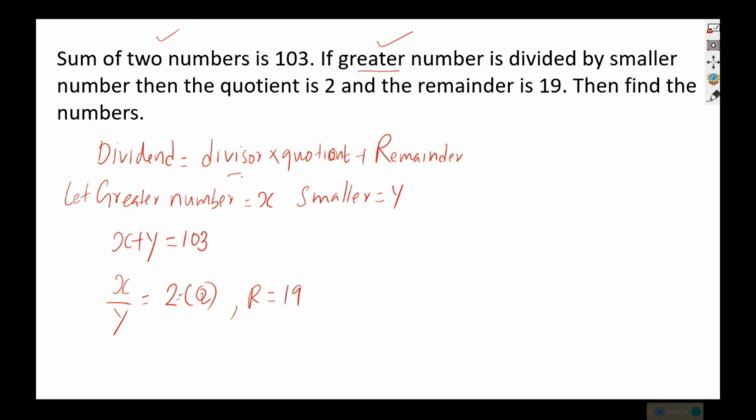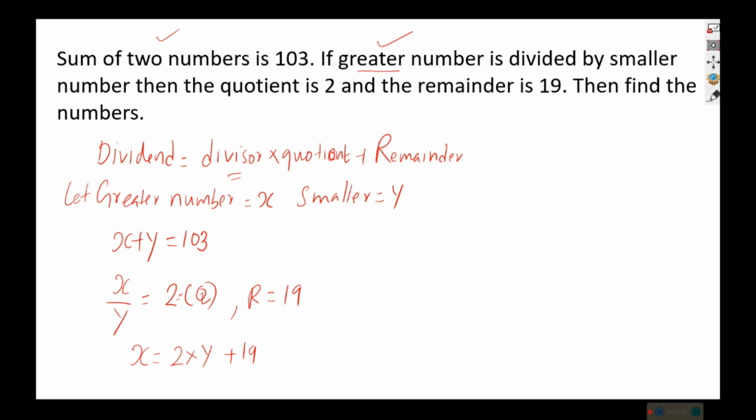So if you write it in the division format, the dividend in this case is x. x is equal to the divisor times the quotient, and plus 19. This is the relationship developed. Dividend is x, divisor is y, and the quotient is 2, so x equals 2 times y, and plus 19 will give the answer.